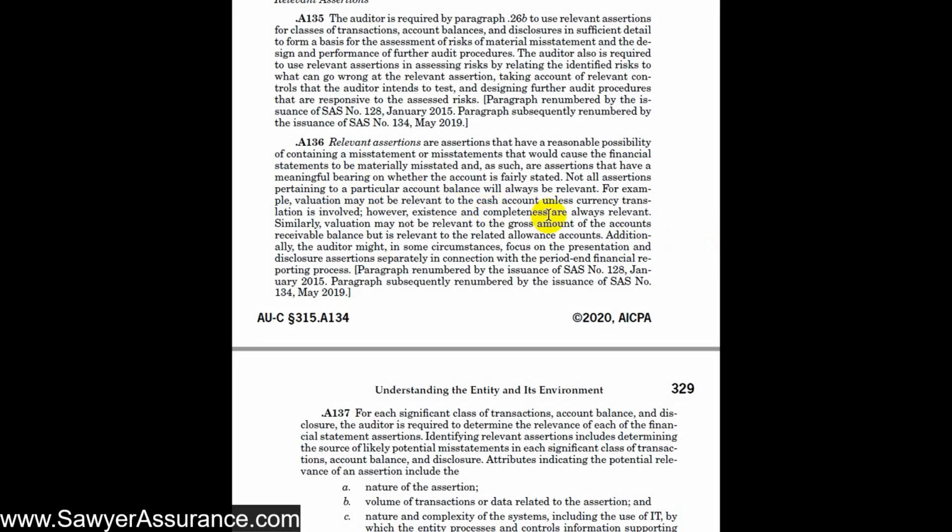Also, existence and completeness are always relevant because there's certainly always a chance that the assets recorded on the balance sheet do not exist, or in the opposite direction, that the entity has not recorded all of the assets or liabilities on the balance sheet. So those are always relevant. Unless, of course, the entity recorded no assets, and so your risk would be that the assets are not complete, that perhaps they should have recorded assets, but existence is not at risk because the entity has not asserted that anything exists.